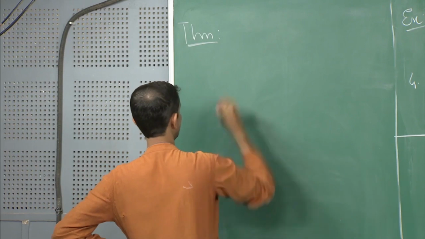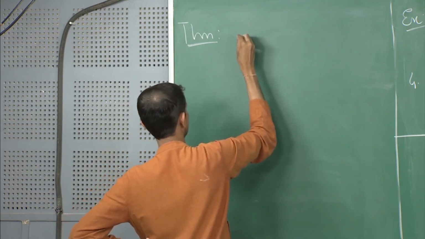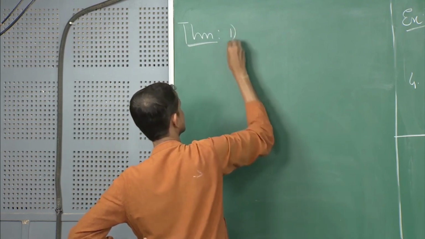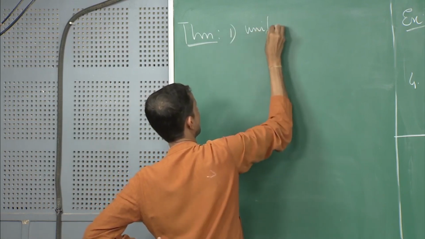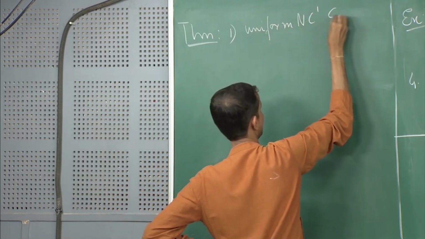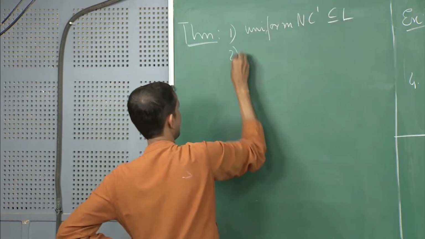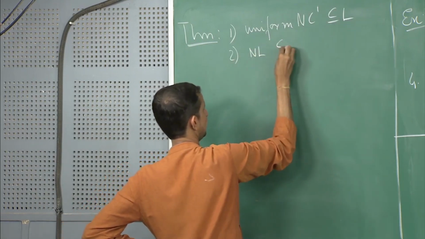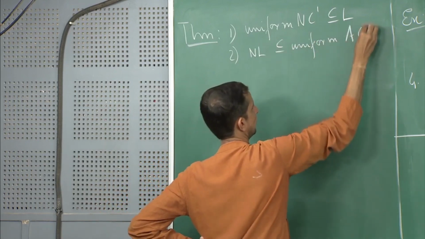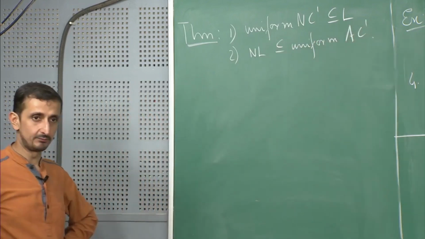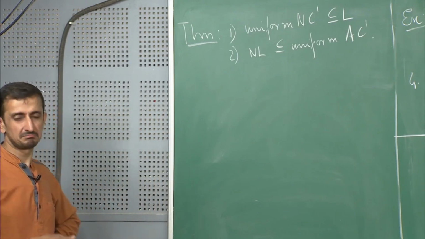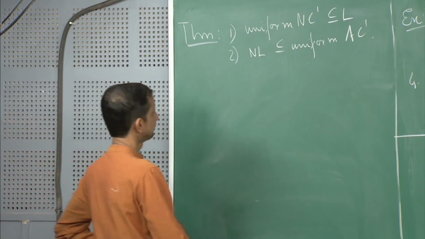So, the theorem that we will be proving is that uniform NC1 is in L and NL is in uniform AC1. Okay. And when I say uniform, what I mean here is log space uniform.